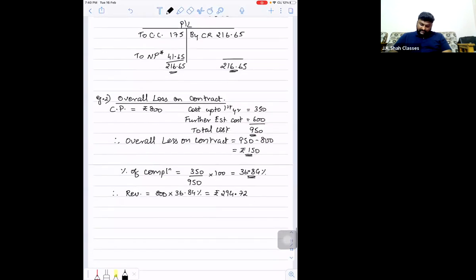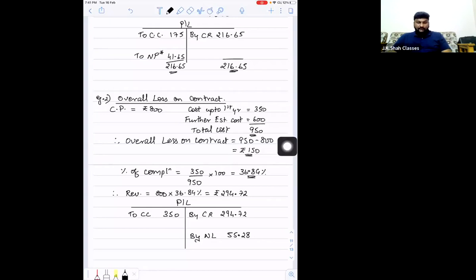294.72. Right? So if I make a P&L account over here, I will say by contract revenue 294.72, and on the debit I'll say to contract cost 350. So technically people will say by net loss. What is the difference between these two? People will say a net loss of 55.28 should be recorded. But sir, as per AS 7, I should be recording the entire loss of 150 itself.